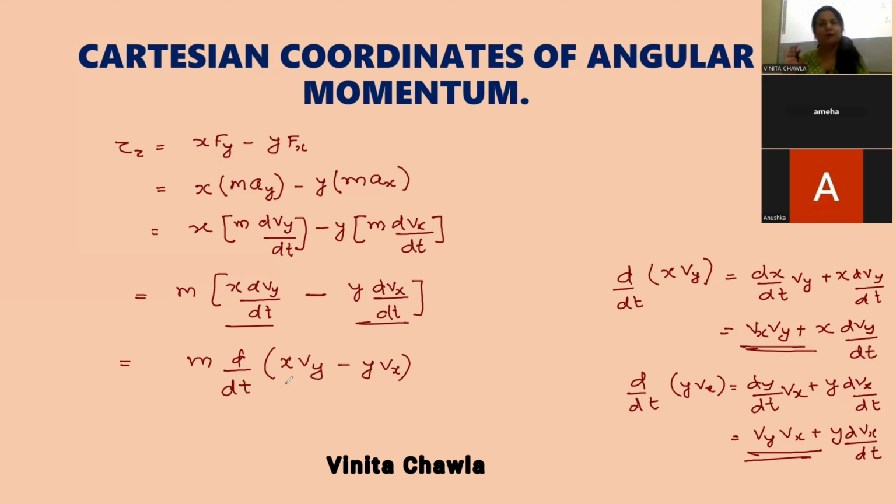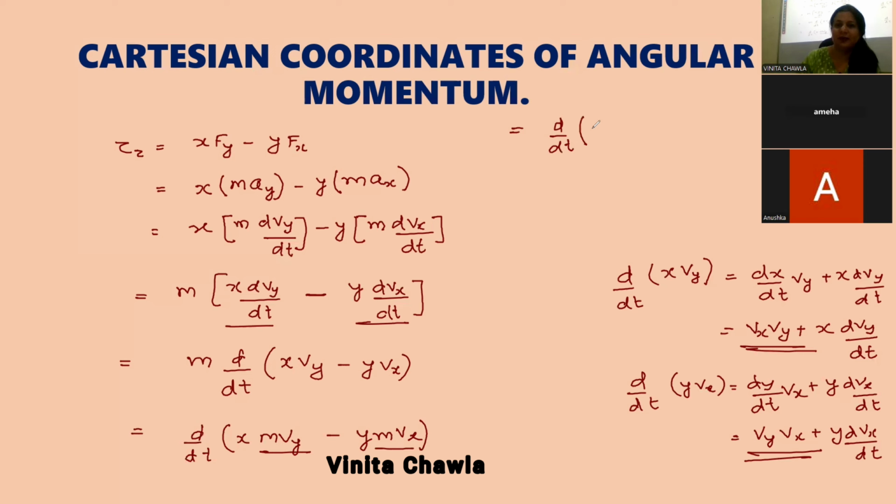इस स्टेप में कोई प्रॉब्लम तो नहीं है? पक्का? क्यों किया, ये कैसे किया, क्या हुआ, सब क्लियर है? पक्का पक्का ना? ओके, अब देखो, अब इस m को वापस ले जाओ अंदर, so d by dt of x m vy minus y m vx. m vy is momentum along y axis, m vx is momentum along x axis. ठीक है, so we can further write this as d by dt, in the bracket we will write x py minus y px.